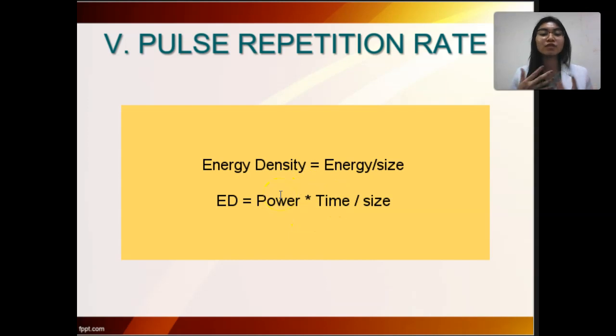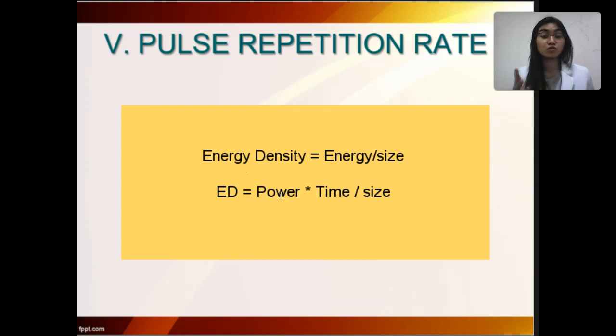So, if I'm asking for the time, we would have to transpose all over again. So, si size, pupunta siya dito, since nasa ilalim siya, mapupunta siya sa ibabaw dito. So, ED times the size. Since time lang yung ina-ask ko, yung power, lilipat din siya to the other side. And since si power, nasa taas siya at this side, if it goes towards the ED's side, it would be under na.